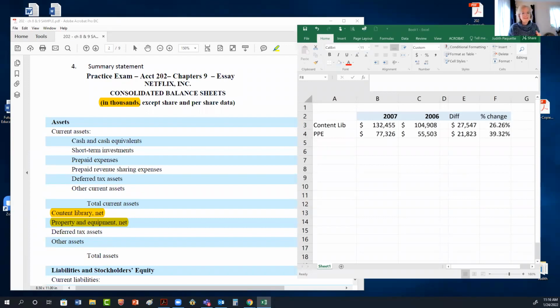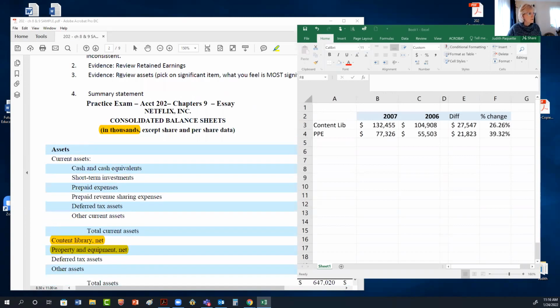Now, that's not enough, but it's a start. Okay, that's not enough for question number 3. Review assets and what is significant. Peter already answered the question, or Wasey already answered the question. This company's growing, okay? That's a huge growth in content library and PP&E. It really is a huge growth. So you would build a sentence.